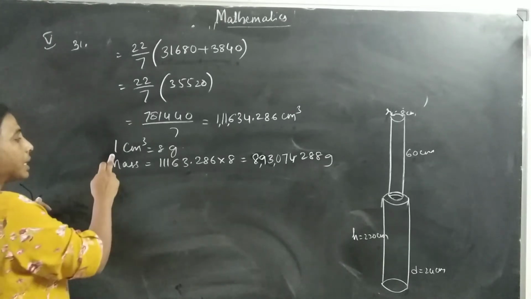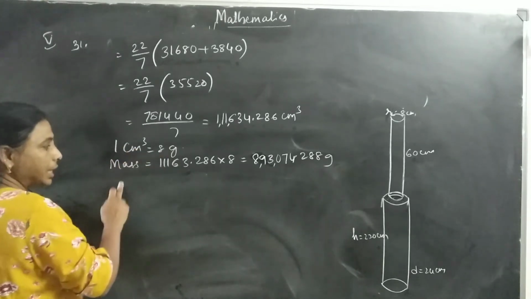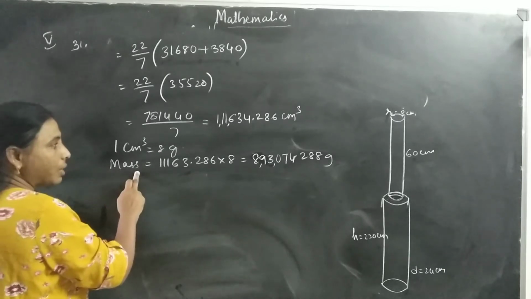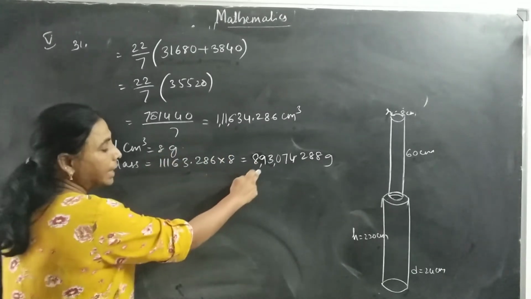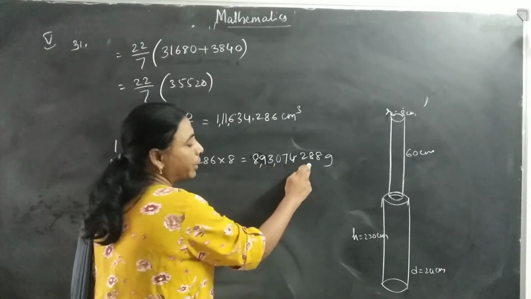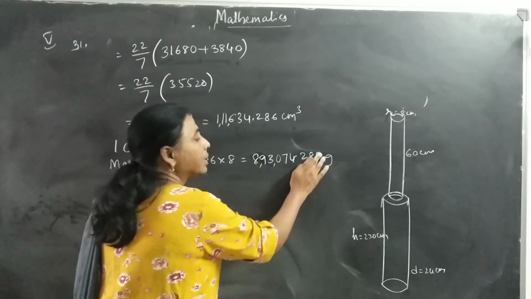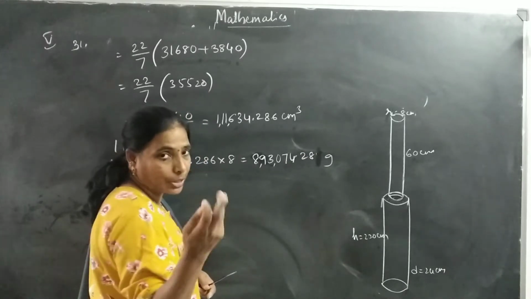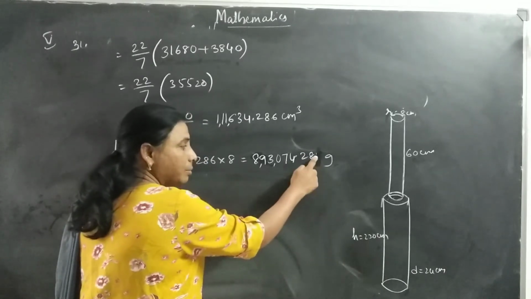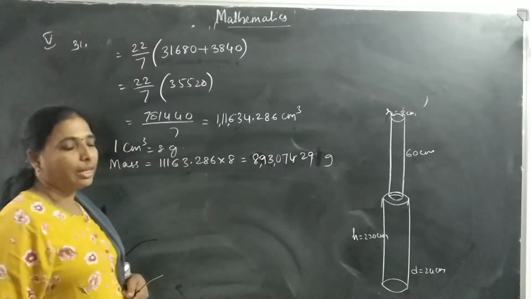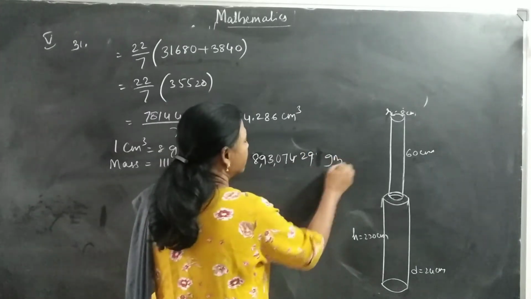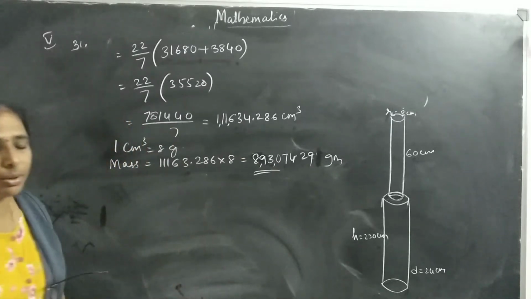But they are asking you mass. So how to find out mass? 1 centimeter cube is equal to 8 grams. Therefore, total mass is how much? Multiply these two, that is into 8, which gives you 8,93,074.288. This you can bring to 2 decimal points. Because the digit is more than 5, 1 should be added, so it becomes 29. So that much gram is the mass.